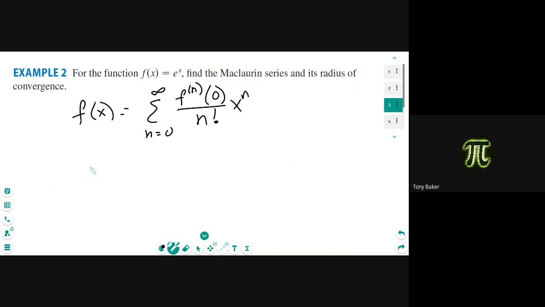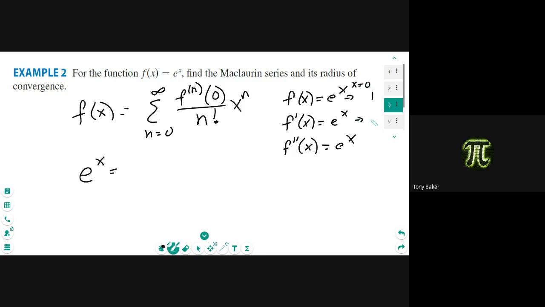So if we have e to the x, what's the derivative of e to the x? If f of x is e to the x, f prime of x is e to the x, right? F double prime of x is e to the x, correct? And this never changes, right? So if I plug in x equals 0, what's e to the 0? That's 1, that's 1, and that's 1. So basically, it's always going to be 1, correct?